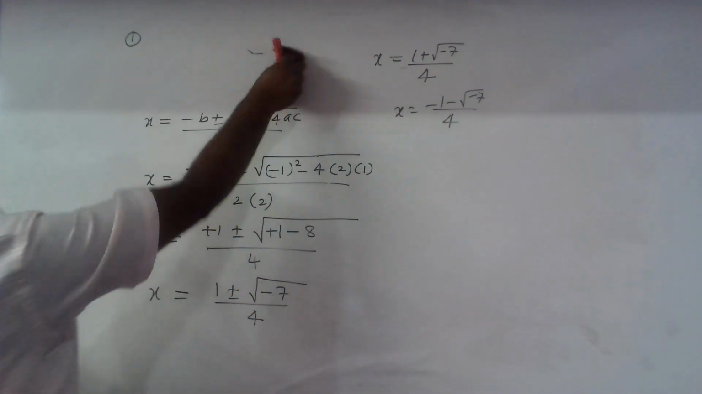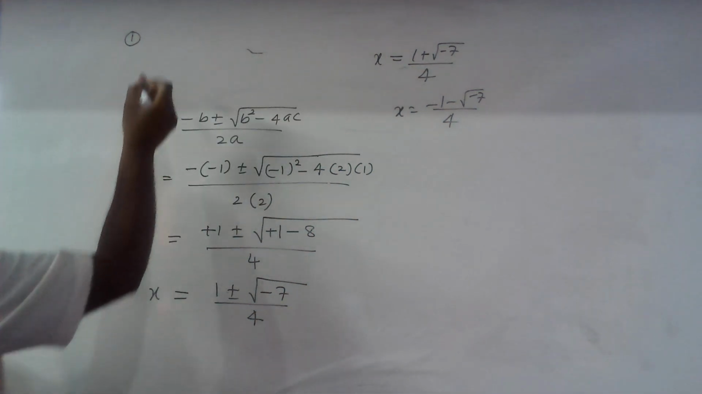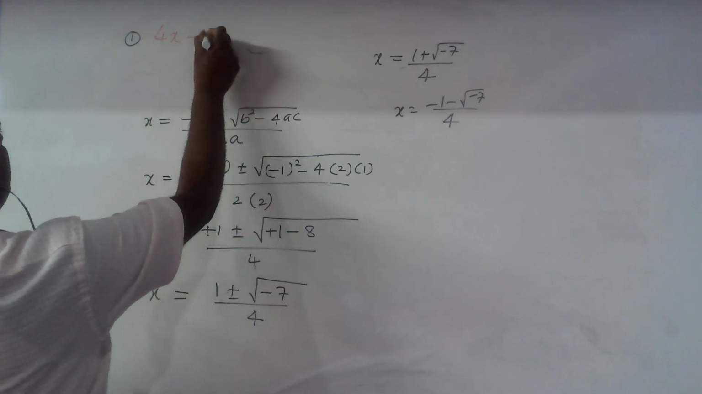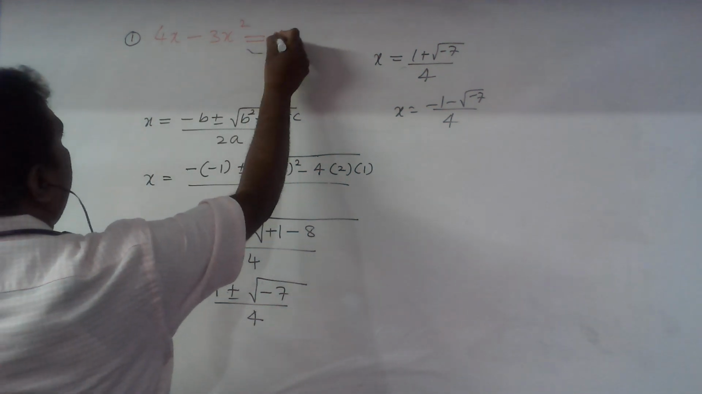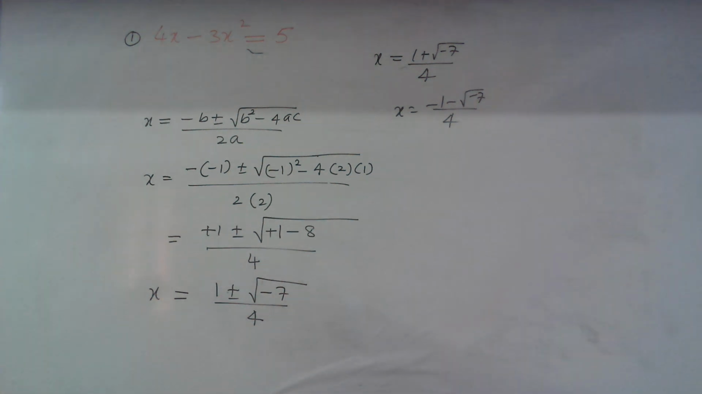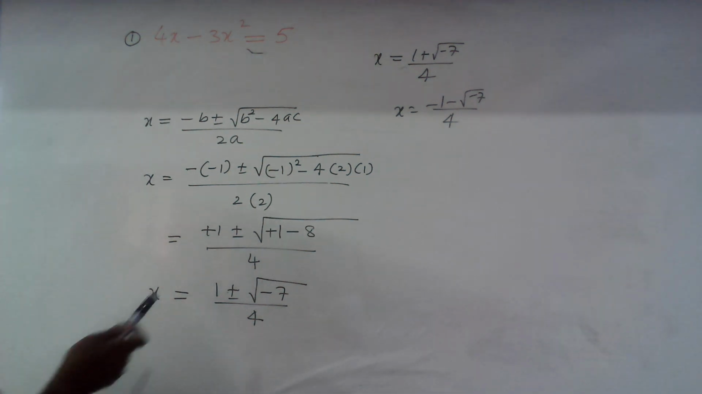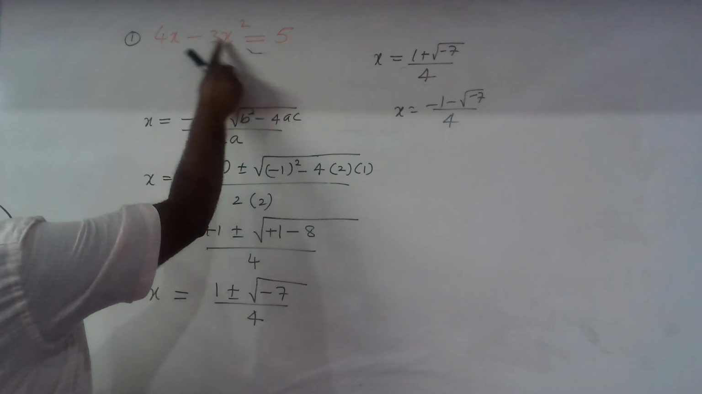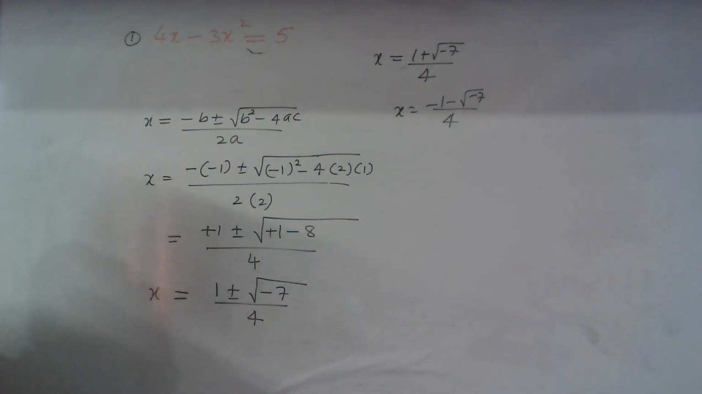Now let us take the equation 4x minus 3x square equal to 5. Now, it is a quadratic equation. Why is it called a quadratic equation? For x is the variable, the highest degree of this equation is 2, therefore it is called a quadratic equation. But this quadratic equation is not in the standard form. I told you it should be in the standard form, therefore it should be arranged in the form of ax square plus bx plus c equal to 0.